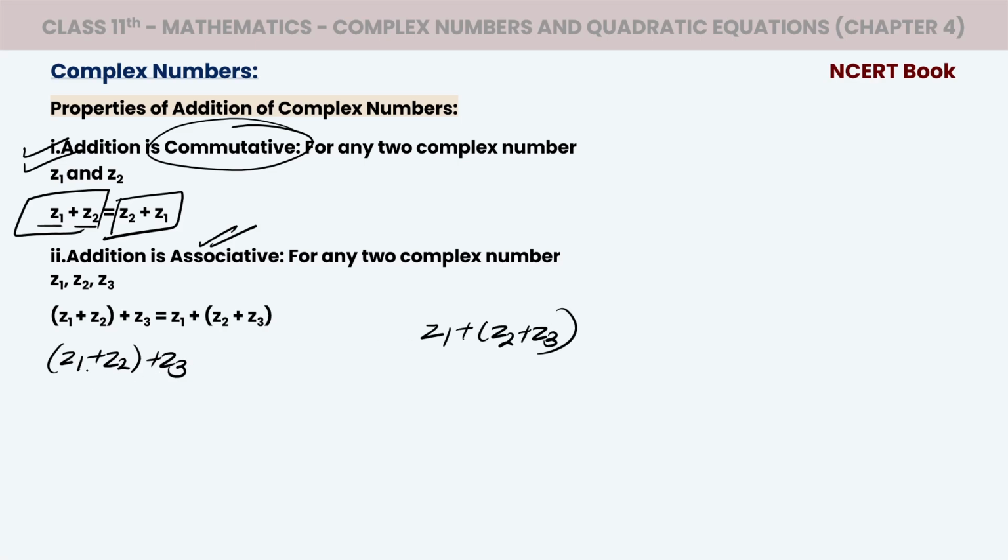So this will also be equal. For example, if I take z1 equals 2 plus iota, z2 equals 2 plus 3 iota, and z3 I am taking as 3 plus iota, right friends? So let's add them. I am adding z1 and z2, so 2 plus 2 is 4, 3 iota plus iota is 4 iota, and z3 stays as it is, 3 plus iota.